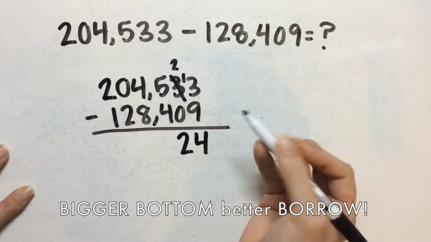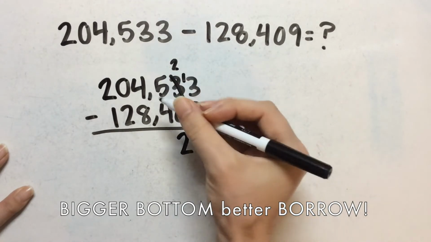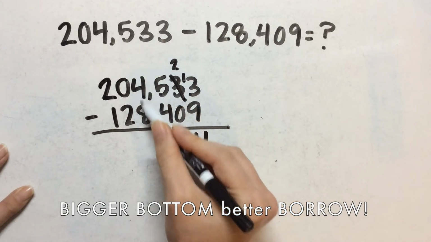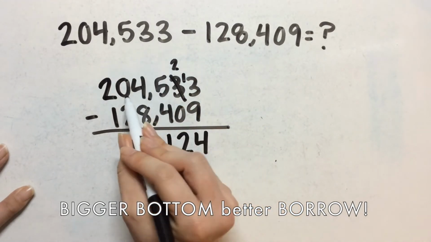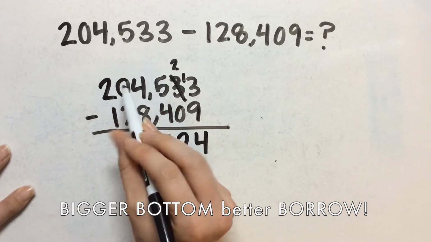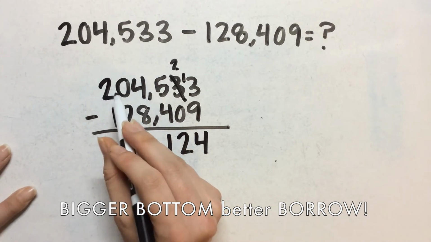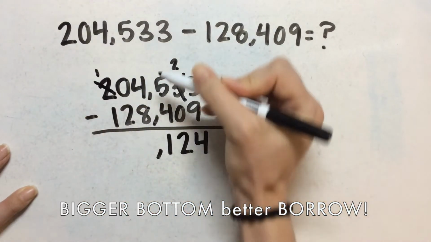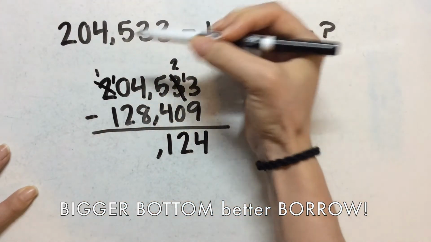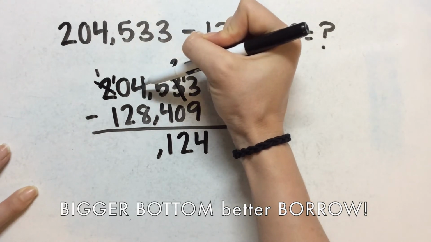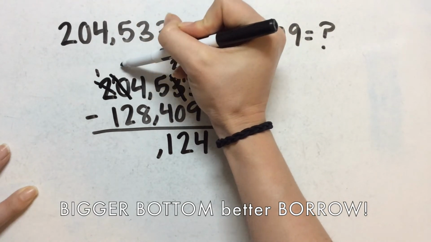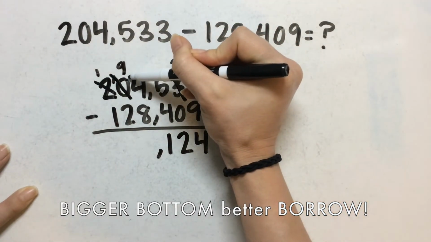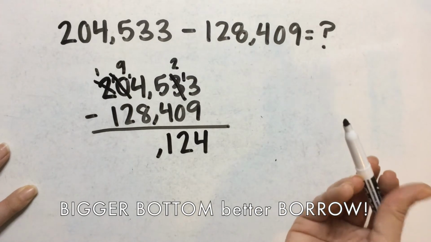I can take 4 away from 5 because 4 is smaller than 5, so 5 minus 4 gives me 1. Bring down that comma. Can't take 8 away from 4, and since I can't borrow from this 0, I have to borrow from this 2. So I change this 2 into a 1. My 0 becomes a 10, but I have to borrow from it again for this 4. So then I borrow from my 10 and make it a 9, and then I can change the 4 into a 14.